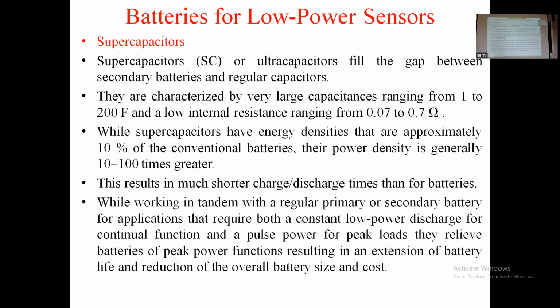So in that, this will act as an electrolyte, and this supercapacitor will fill the gap between secondary batteries and regular capacitors. These are characterized by very large capacitance. The capacitance of a supercapacitor varies from about 1 to 200 farad, and its internal resistance is very low, varying from 0.07 to 0.7 ohm.